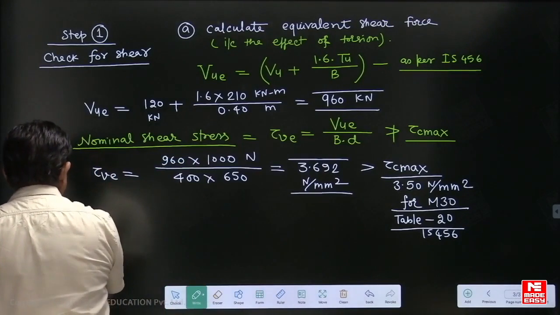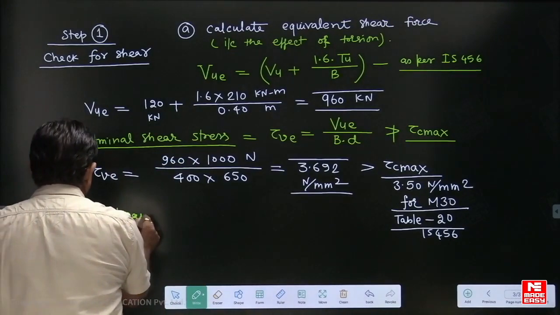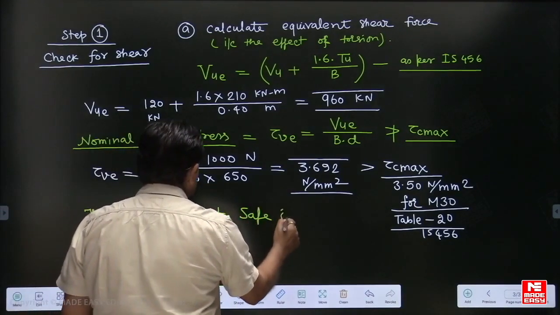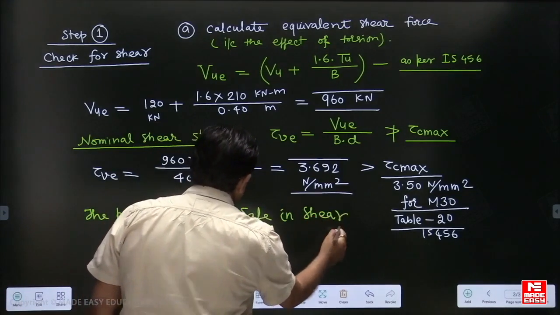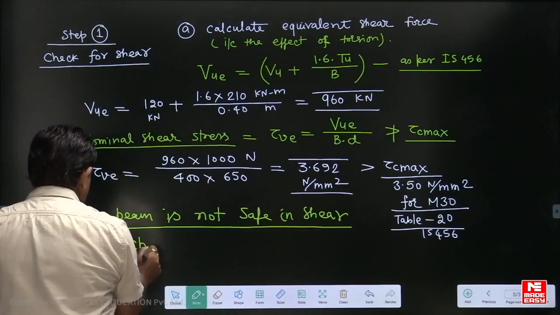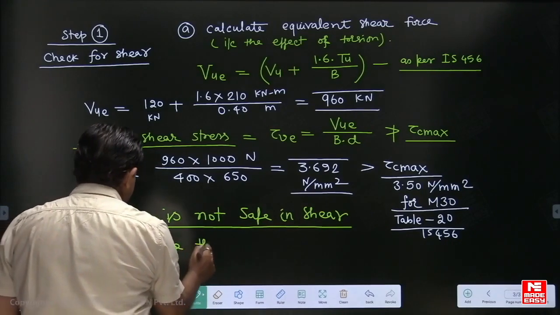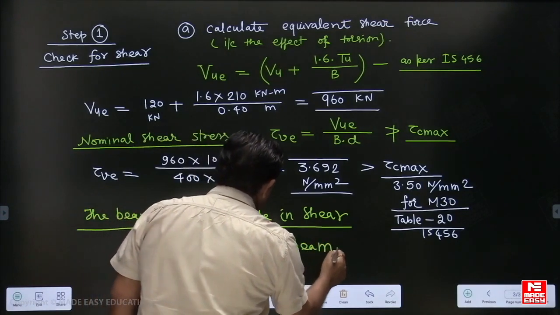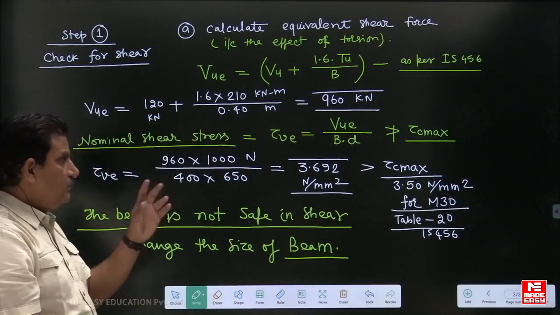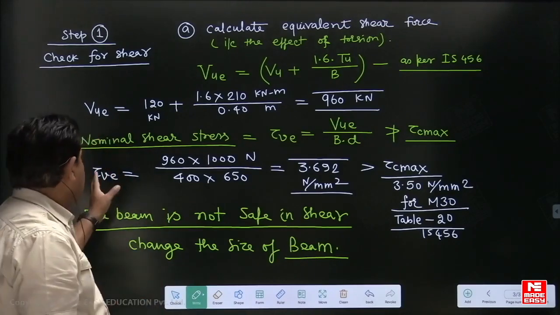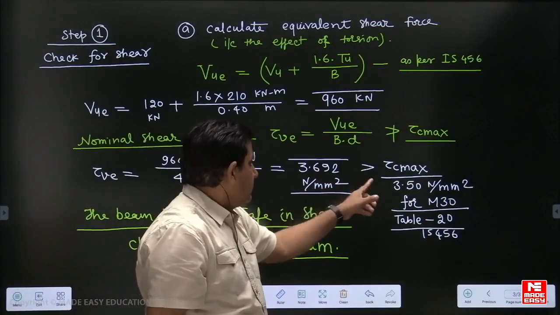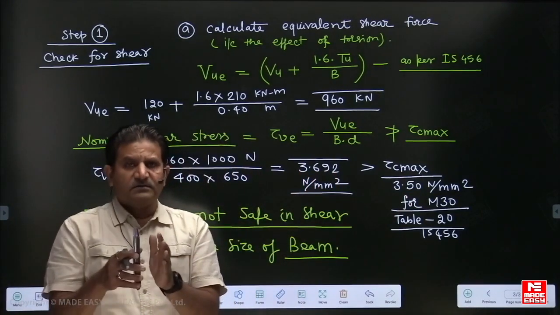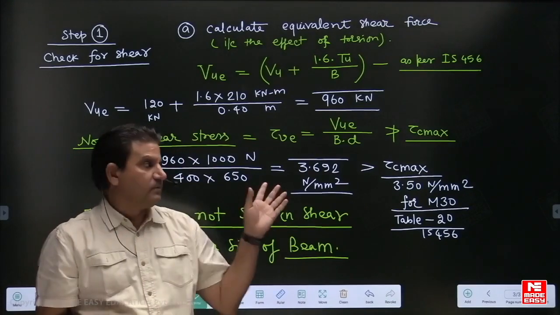Here you can say that the beam is not safe in shear. So what can we do? We can change the size of the beam so that this beam becomes safe from the shear point of view, and then only we can go for design. So here I can see the difference is very small. It is 3.692, this is 3.5. So even if I increase the size of the beam a little bit, then also it will become safe.